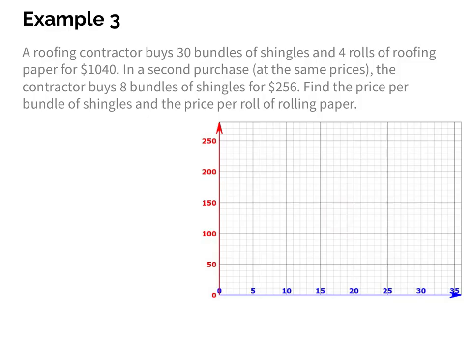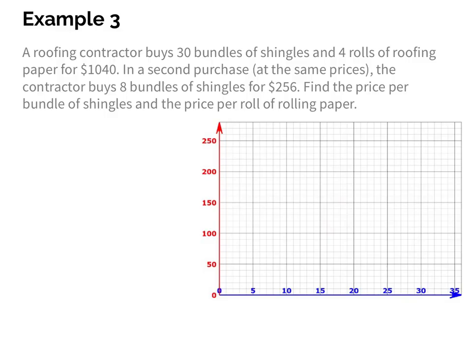All right, this last example we're going to do is just solve a little real-life modeling problem using a system of equations as well as solving it by graphing. Key thing here, the tough part for you guys is going to be writing down the equation. So it says here we have a roofing contractor that buys 30 bundles of shingles and 4 rolls of roofing paper for $1,040. It says in a second purchase at the same price for each, the contractor buys 8 bundles of shingles for $256. So must have ran short. And I want to know what's the price for shingles and the roofing paper.